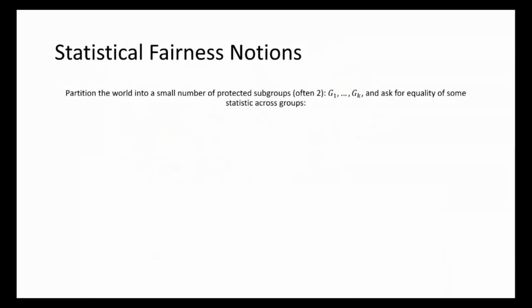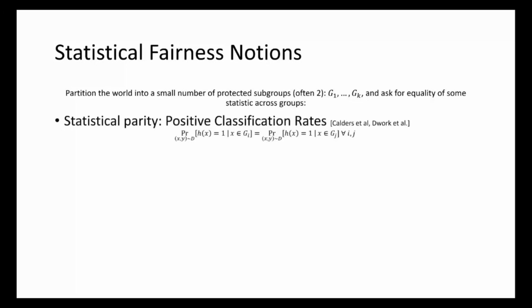There's a bunch of them, but they usually take the following form. You can partition the world into some small number of protected subpopulations. Often it's just 2. So think about these as divisions of the population by race or by gender. Once you've got these protected groups, say men and women, you just pick your favorite statistical property of a classifier and ask that it be the same on the 2 groups. For example, I could ask that the rate of positive classification is the same on 2 groups. The fraction of men who get loans should be the same as the fraction of women.